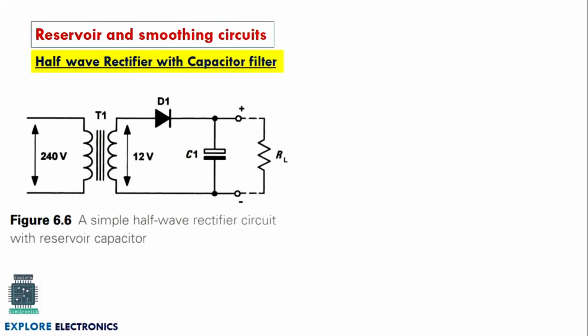And in the DC power supply we have seen, after the rectifier we will have a reservoir and smoothing circuit. This is the reservoir and smoothing circuit, a half-wave rectifier connected with a capacitor filter. This is the extra capacitor we have connected here. Once we connect this capacitor, what happens? It is going to smooth, or reduce, the pulses in the output of the half-wave rectifier. Meaning the ripples present in the output can be reduced.